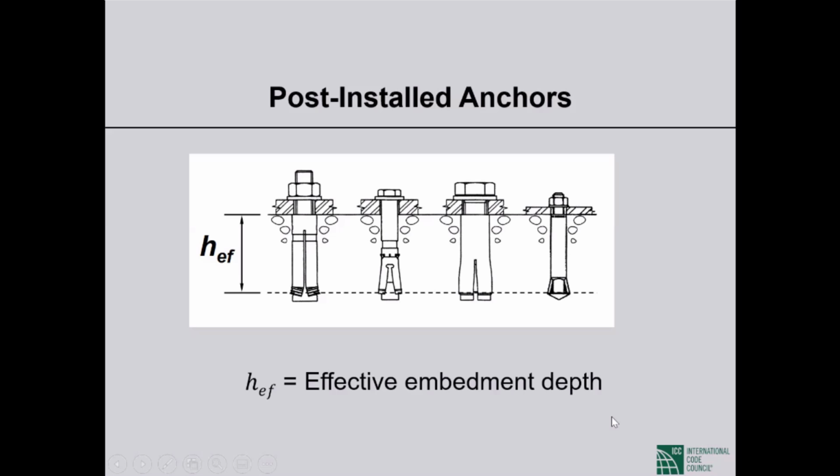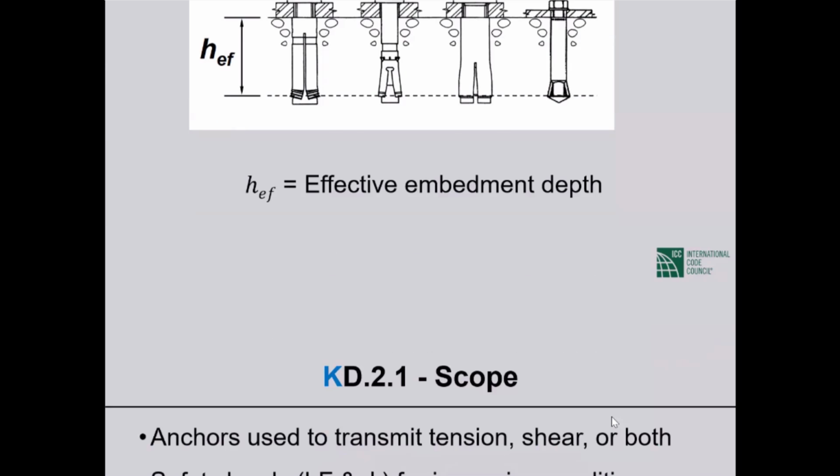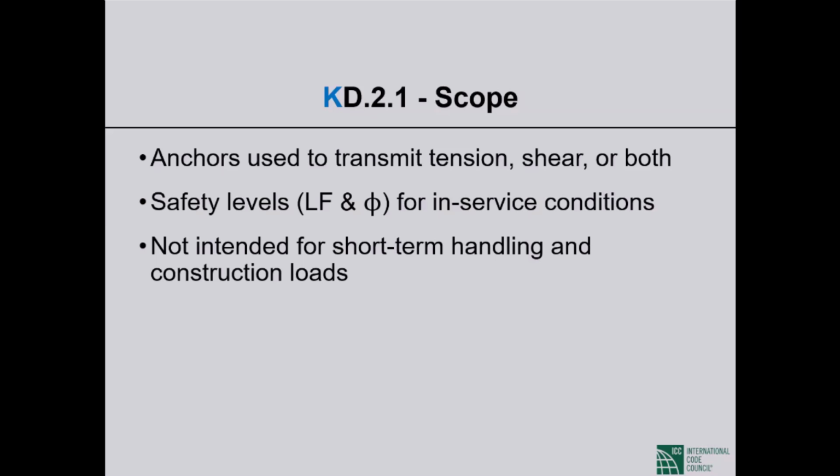So the scope of Appendix K. Now I gave you the Appendix D number out of ACI 318-08, and if you replace the D by K, you will have the Appendix K section number out of BNBC 2020. The scope includes anchors used to transmit tension, anchors used to transmit shear, or anchors that transfer both shear and tension at the same time.